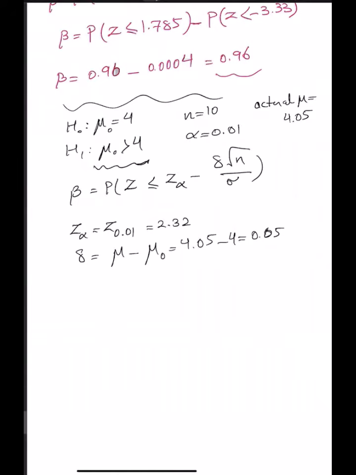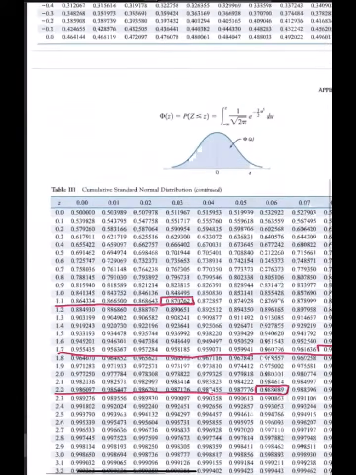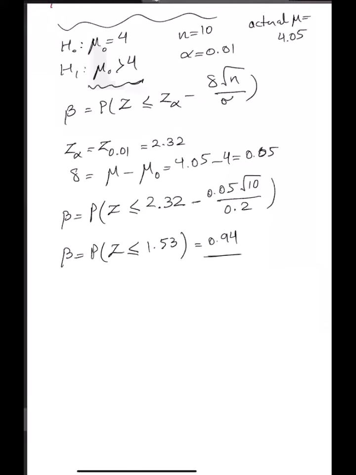And so then beta is going to be the probability of Z less than or equal to Z alpha, which is 2.32 minus 0.05 square root of n divided by 0.2, our sigma. So then Z is less than or equal to 1.53. And going back to the table, 1.53 is going to be this number here, 0.93 or 0.94. So 0.94 is the probability of type 2 error.